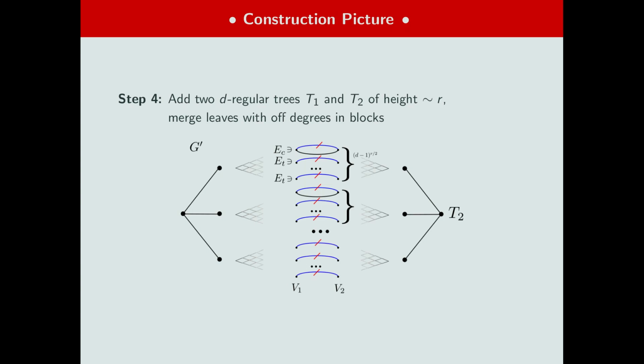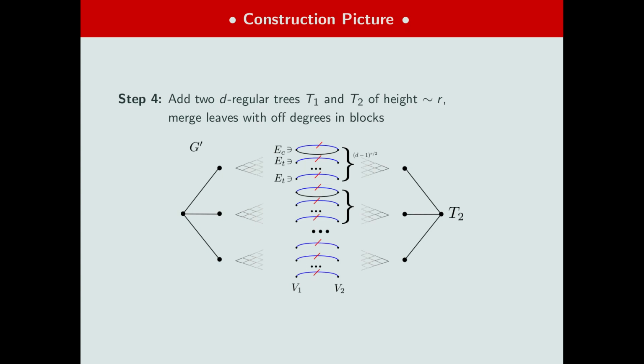These blocks are constructed in this way because we want to ensure that we don't create short cycles that route through these two trees. And so again, we're merging the leaves of the two trees that we added with the endpoints of the edges we removed. The leaves of the tree on the left, T1, are merged with the endpoints in V1, E sub c, and E sub t, and we mirror this with T2. We merge the same leaves with the vertices in V2, the other endpoints of E sub c and E sub t. Okay, and we do this in blocks.